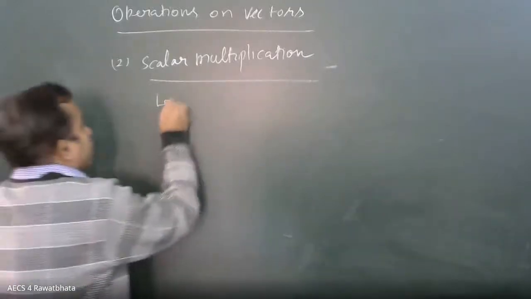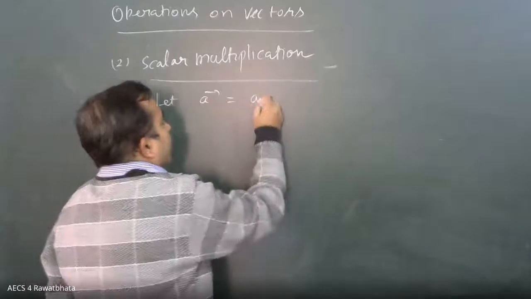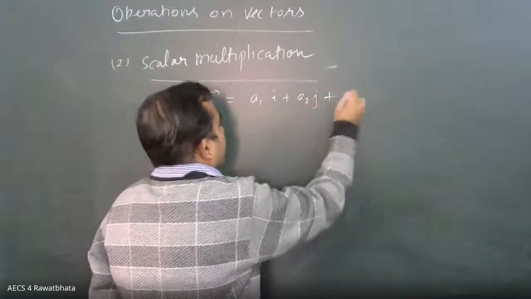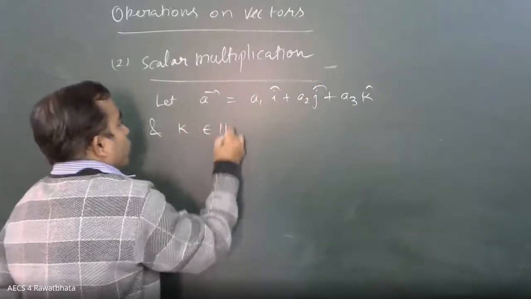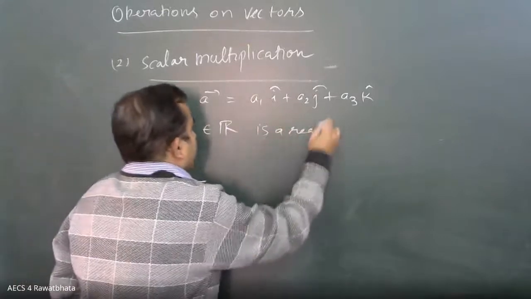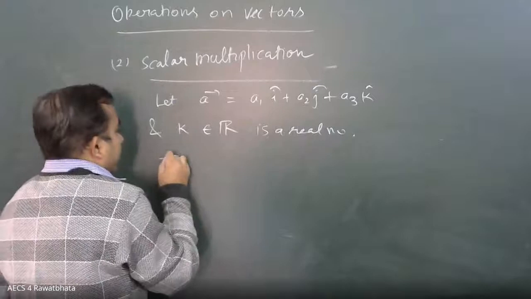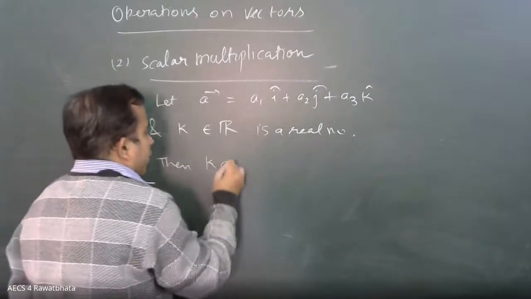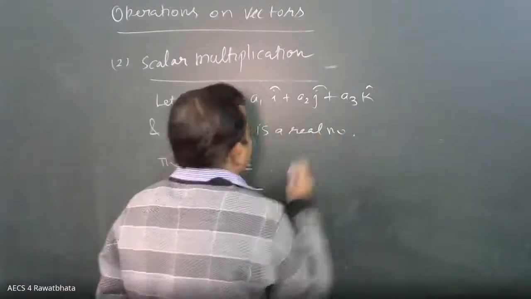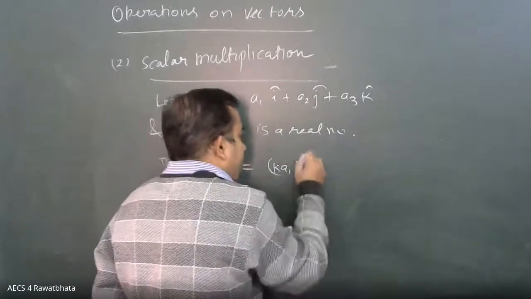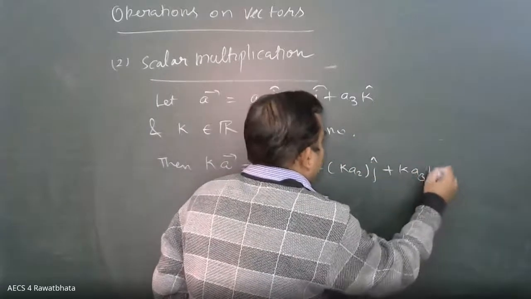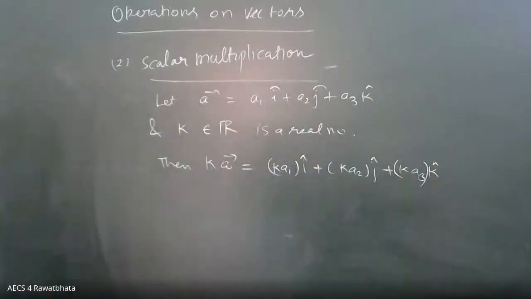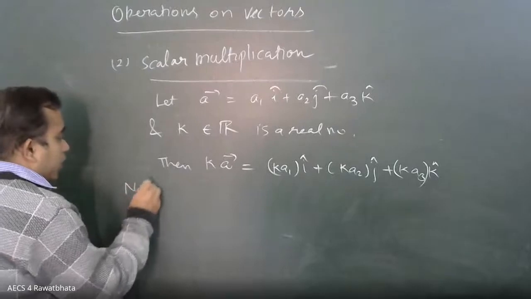Scalar multiplication means, let A vector is A1i plus A2j plus A3k and k belongs to R, is a real number. Then k a vector will be multiplied with every component: Ka1 into I cap plus Ka2 into j cap plus Ka3 into k cap. This is right. And here also some properties are there.